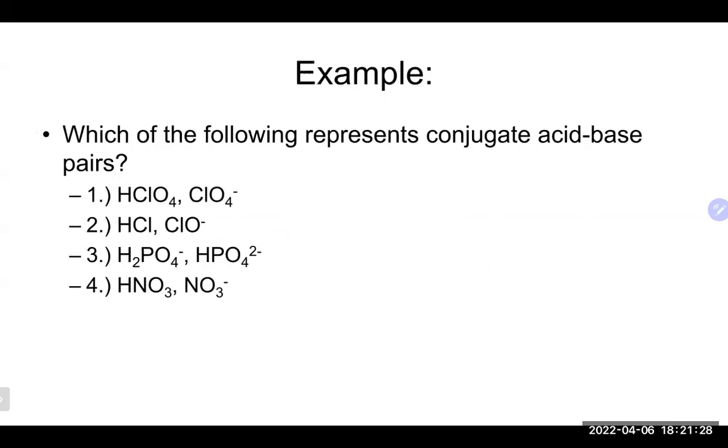Try one here. Look at each of these pairs and decide, are these conjugate acid base pairs? So take a minute or two to see what you come up with. What you're looking at to determine if these are pairs is the difference of 1 H plus. So that is what we're looking at. If we look at the first one there, we got an HClO4 and we got a ClO4 minus. Is this a conjugate acid base pair? It is. The difference here is just one H plus.